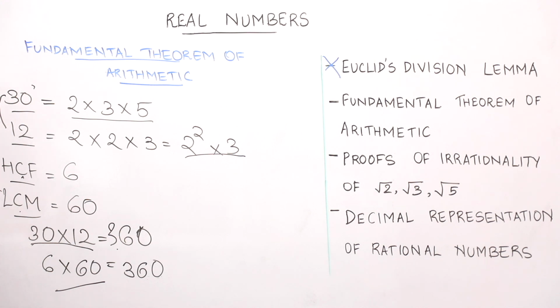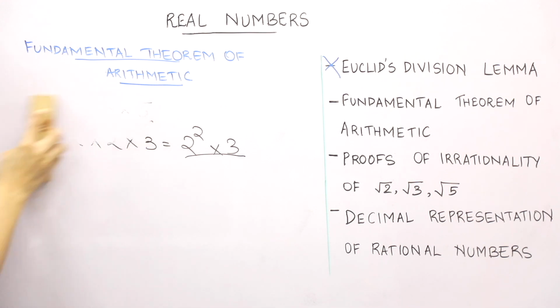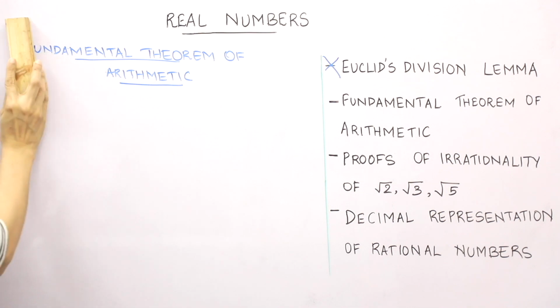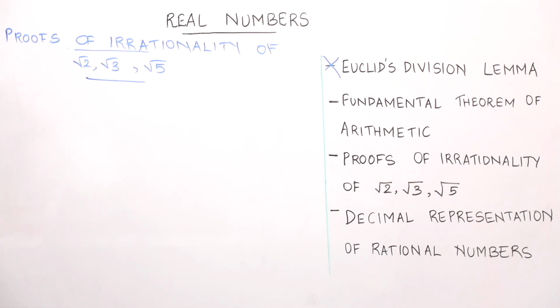So in fundamental theorem of arithmetic, we've understood what fundamental theorem of arithmetic is. We've seen how product of primes is used to find the HCF and LCM of two numbers, and we've also seen the result which states that product of two numbers is equal to product of their HCF and LCM. Now let's move on to the next section, which is proofs of irrationality of root 2, root 3 and root 5.